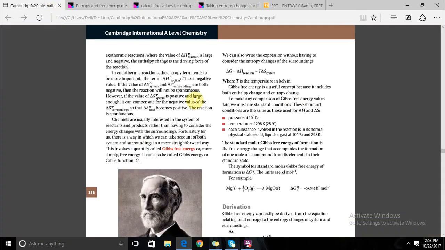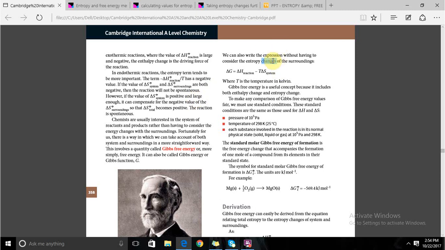Now, chemists are usually interested in the system of reactants and products rather than having to consider the energy changes with the surroundings. This makes things a lot more complicated. Fortunately for us, there's a way we can take both into account: a quantity called Gibbs free energy, or more simply free energy or Gibbs energy, and it is represented by a capital G letter.